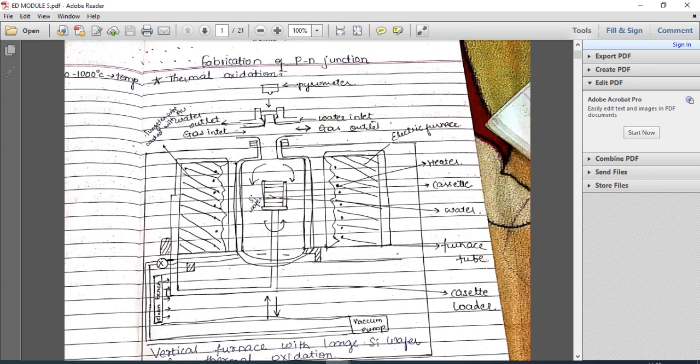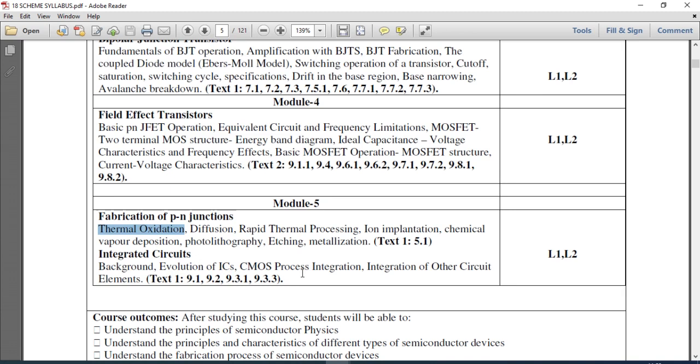This module is completely a theory module. Here first I am going to start with thermal oxidation. Next we will discuss diffusion. I hope you already studied diffusion also. Then there are some techniques used for fabrication of PN junctions. Here fabrication is nothing but the constructing or manufacturing of devices based on electronic devices, or we call them integrated circuits.